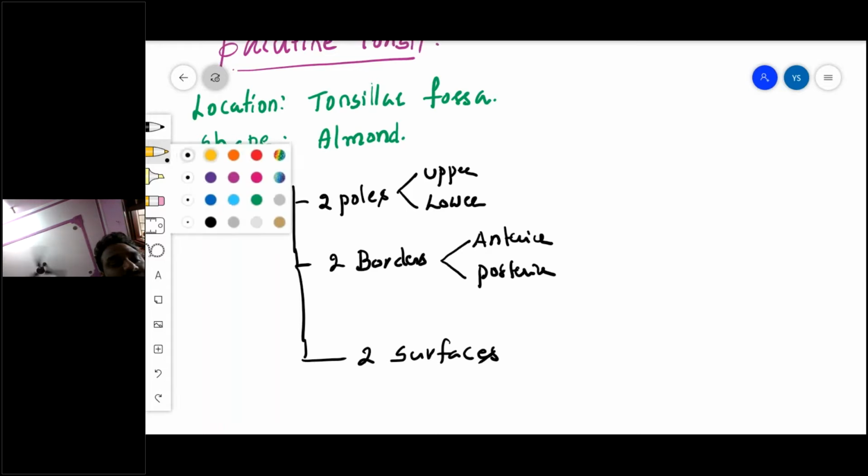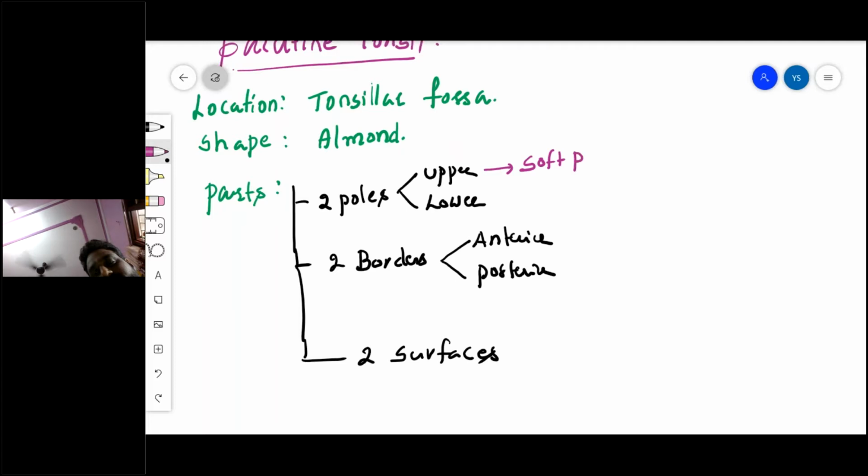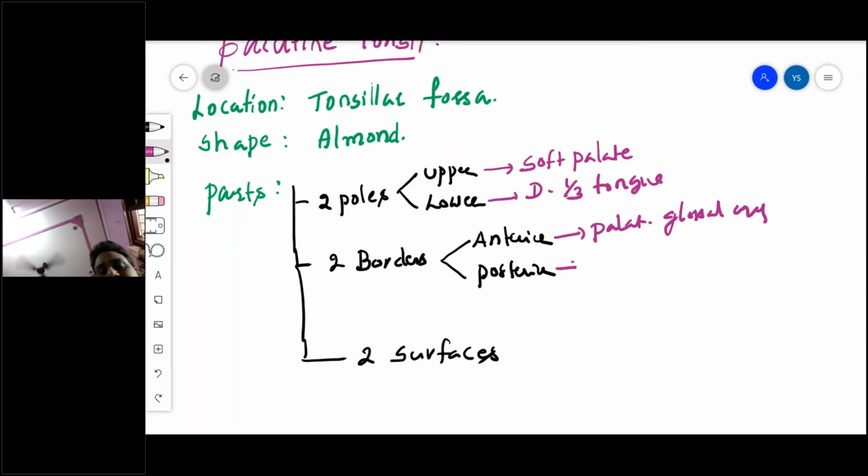So usually the upper pole is related to soft palate, at the apex of the tonsillar fossa. Lower pole is related to dorsal 1/3 of tongue at the base of the tonsillar fossa. Anterior border is formed by the anterior boundary of tonsillar fossa, that one is the palatoglossal arch, and the posterior border is related to the posterior boundary of tonsillar fossa, that one is the palatopharyngeal arch.